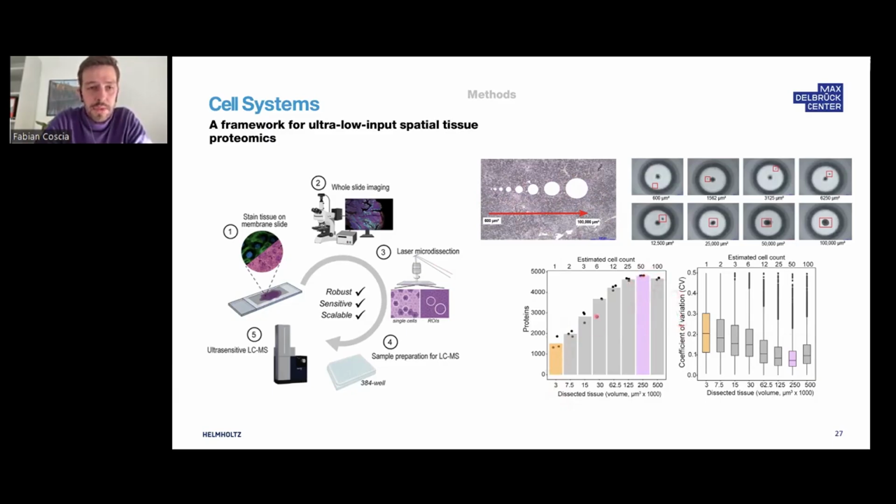And what you can see using this optimized workflow, we showed for the first time that from single hepatocyte slices, we can quantify around 1,500 proteins, and up to close to 5,000 proteins from a 50 cell region. The coefficient of variation analysis that you see in this panel also showed that our protein readout was highly reproducible, with coefficients of variation of around 20% in median for the single cell samples, and around 10% for the higher loading samples with 50 to 100 cells.